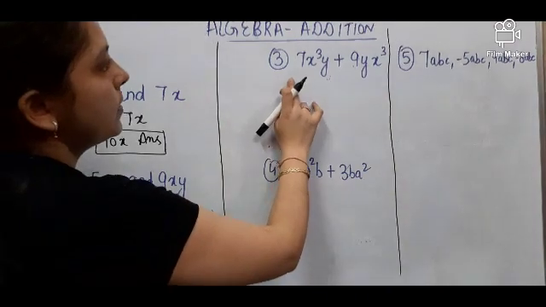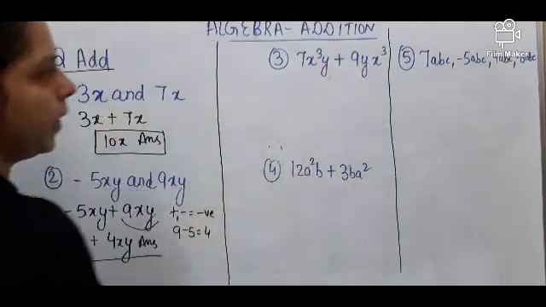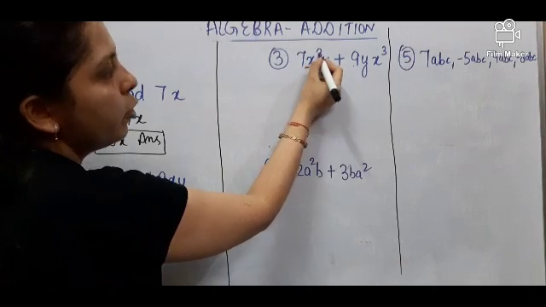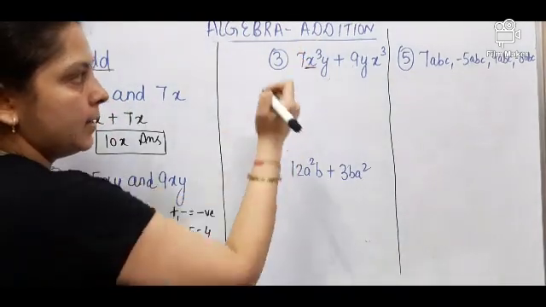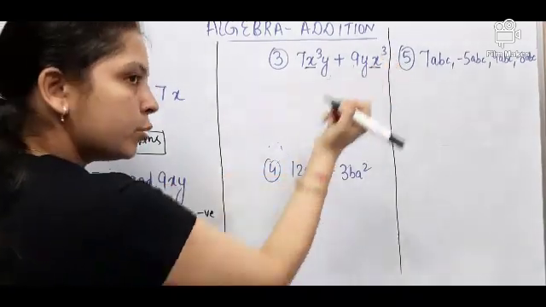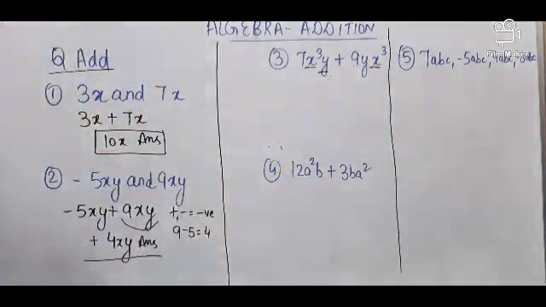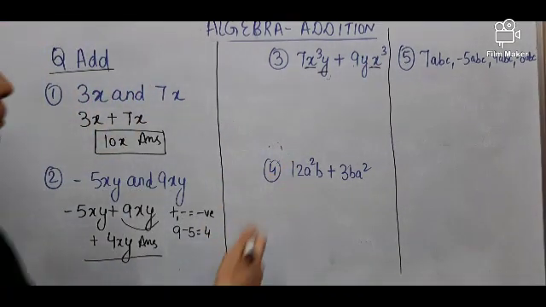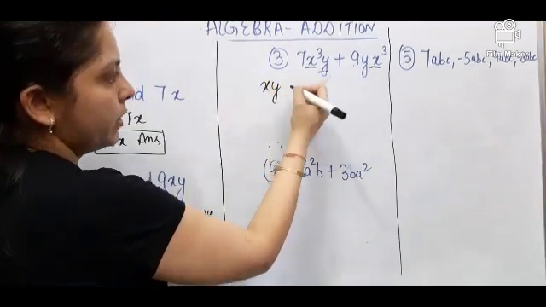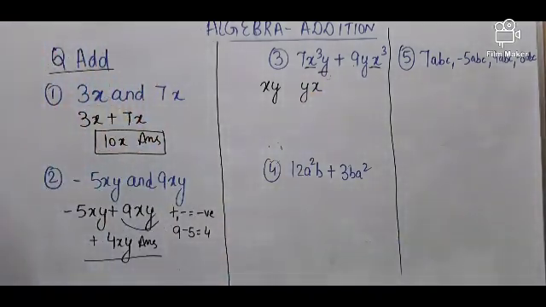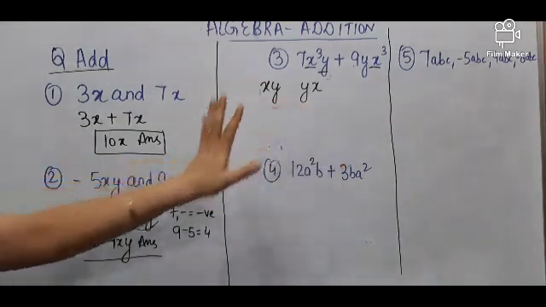So let's see the next question. 7x cube y plus 9yx cube. Do you think that these are like terms? Let's see. The power of x is 3 here, and the power of x is also 3 here. Now the power of y is 1 here, and the power of y is also 1 here. See, if xy is written in one term and yx in the other, they are also considered like terms, because both have the same variables, only their positions are different.